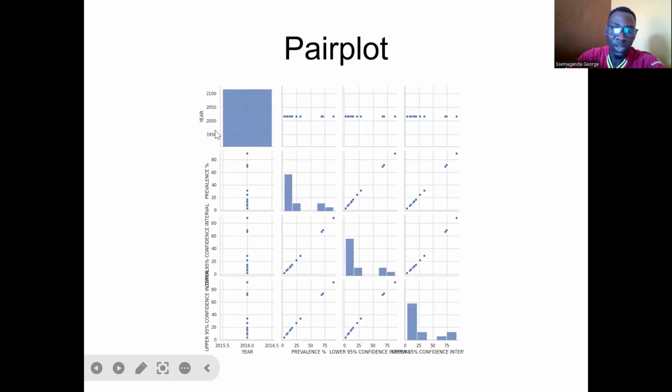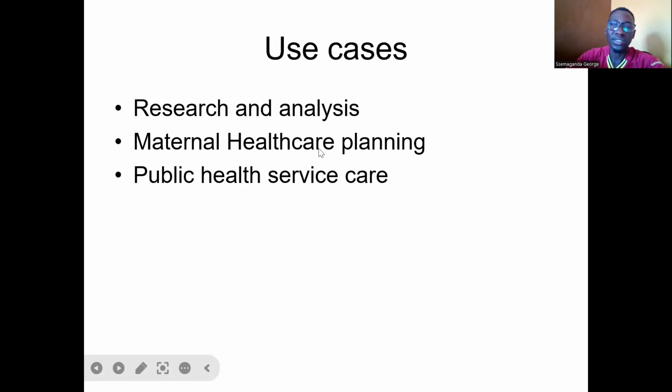So the pair plot for all these categorical features, basically, this is a pair plot for the features. And then the use cases I managed to look at for this data set: research and analysis, maternal health care planning, and then public health care planning.